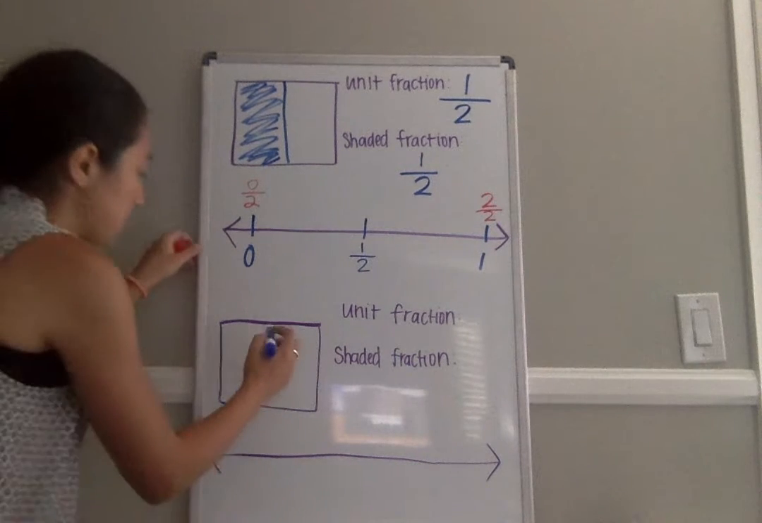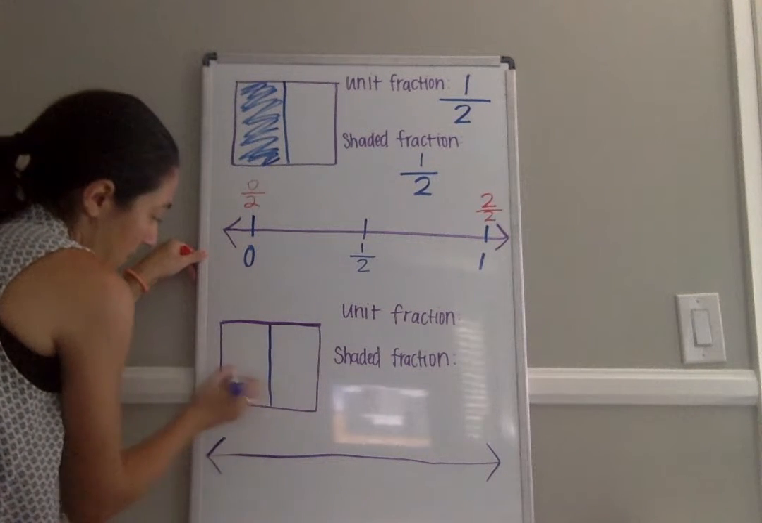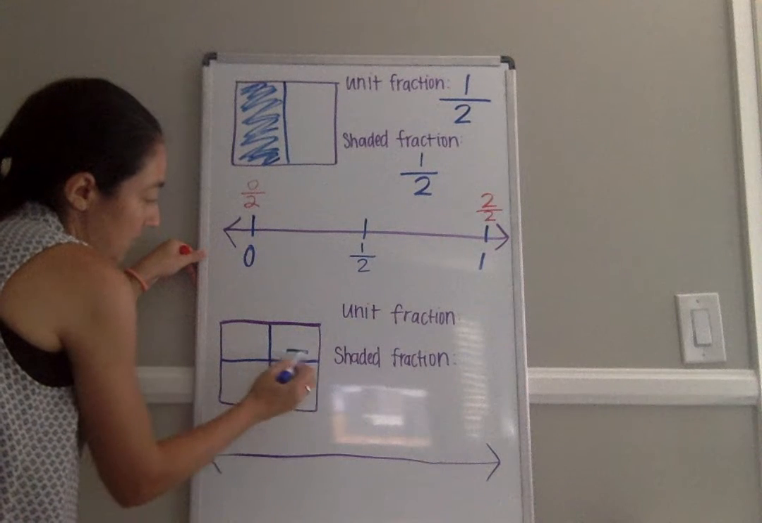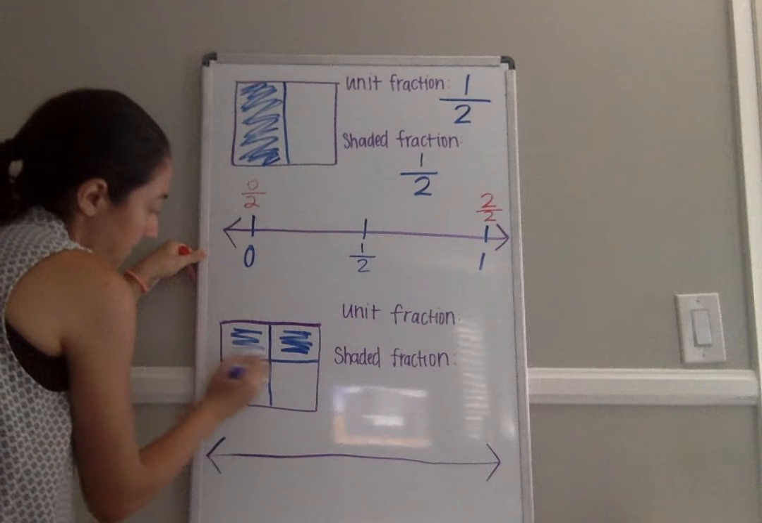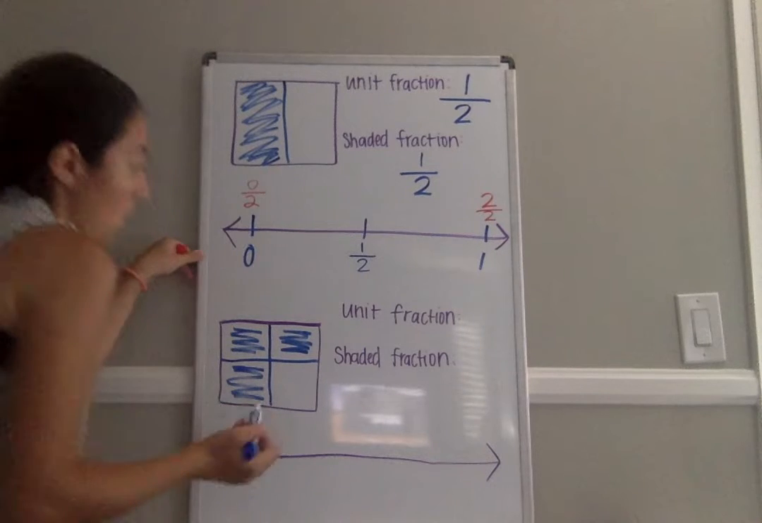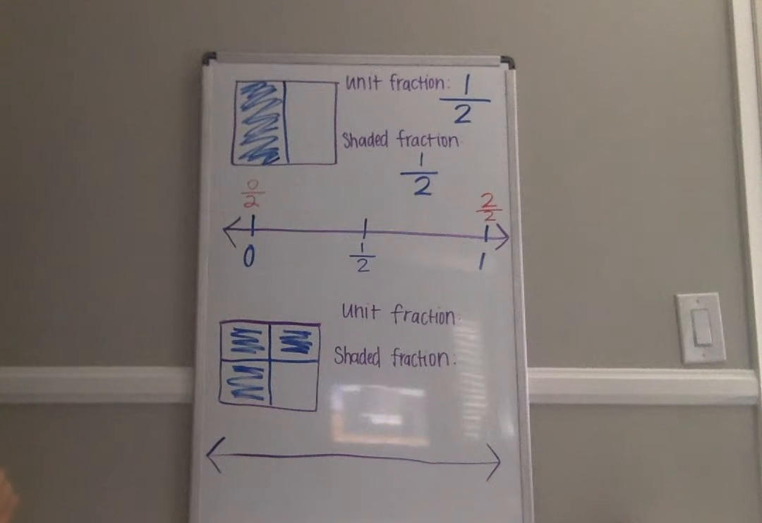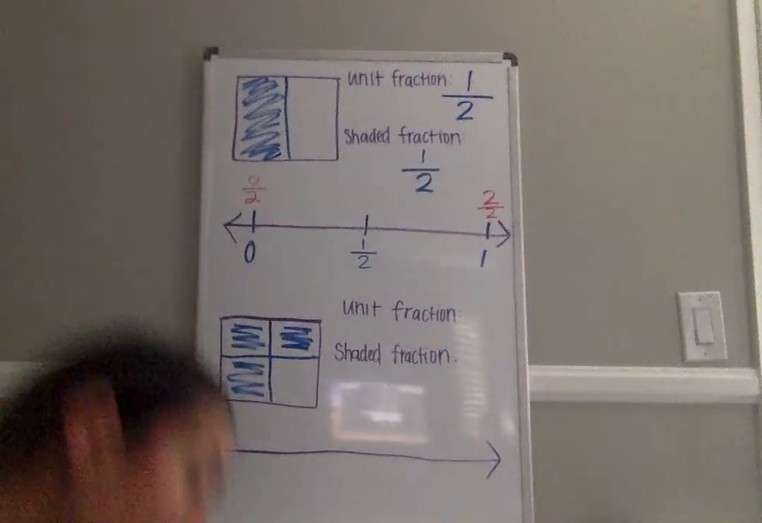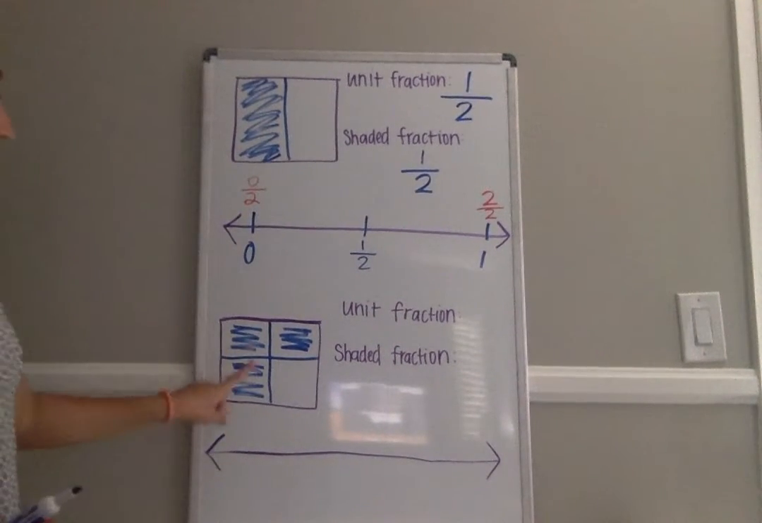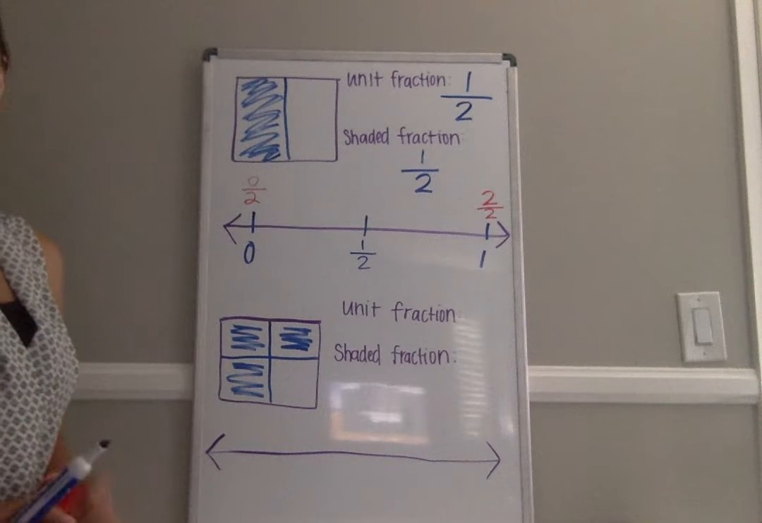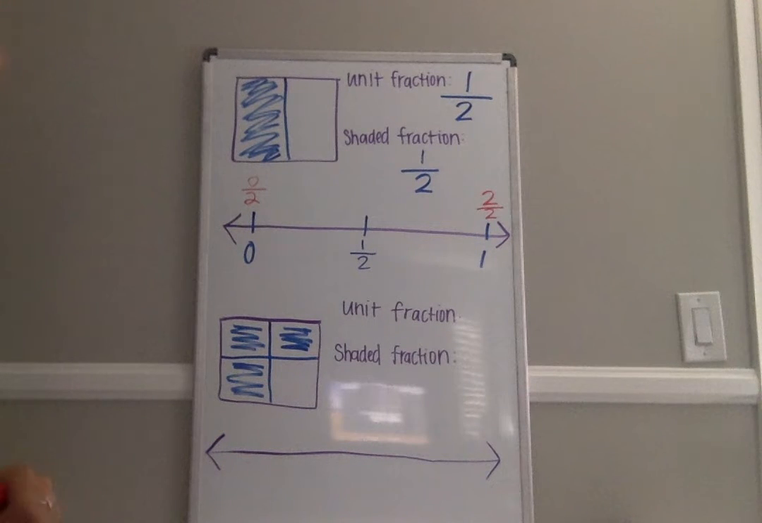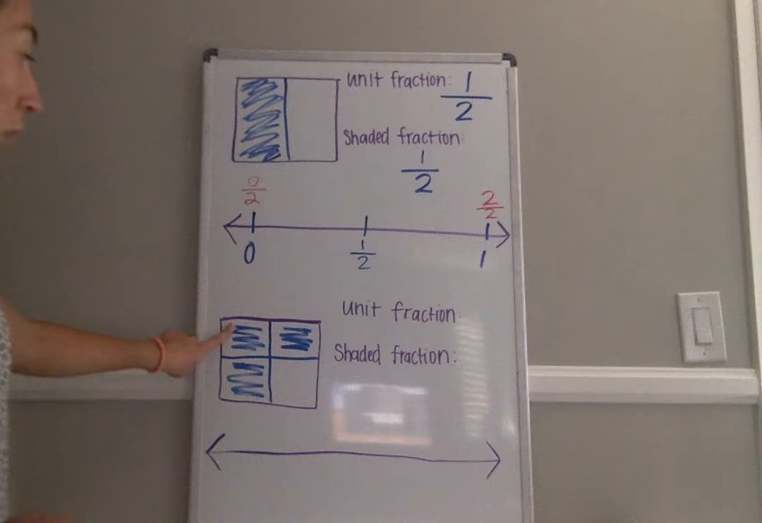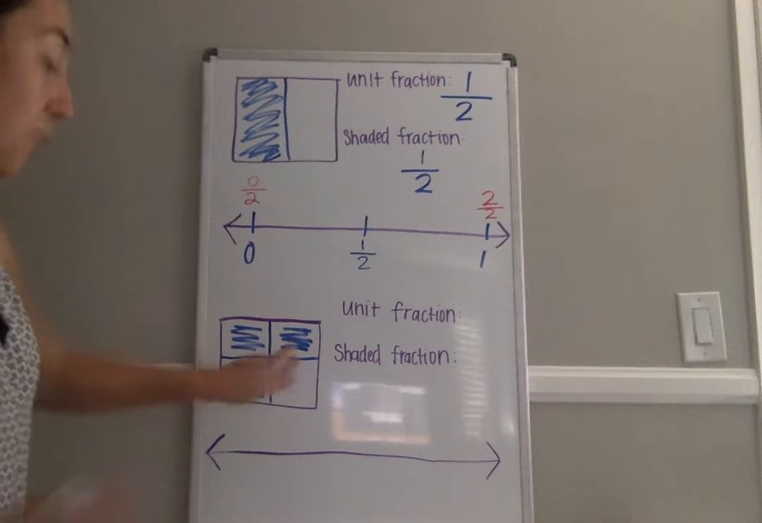So this time I'm going to split it into fourths, and I'm going to shade 3 of them. So my unit fraction and my shaded fraction are not going to be the same here, because unit fraction again represents what one box out of the entire box represent, versus shaded fraction, which is asking you how many pieces are colored in. So my unit fraction is going to be 1 out of 1, 2, 3, 4 pieces.